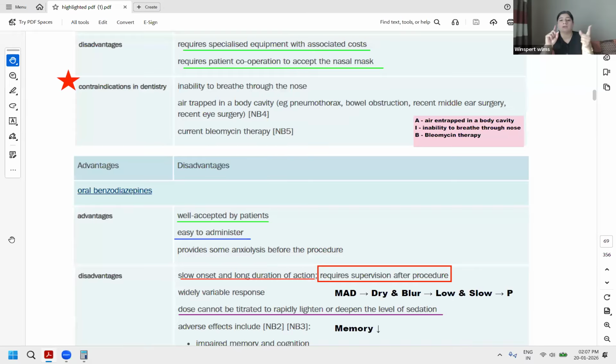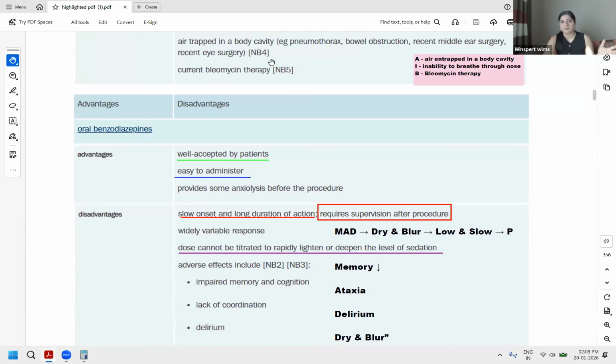Contraindication through and through is if they have a severe cold, they can't breathe through the nose, you can't use it. Any air trapped in the body, pneumothorax, bowel obstruction, recent middle ear surgery, recent eye surgery, or current bleomycin therapy, they are all contraindicated. What happens with the bleomycin therapy? Now, bleomycin is used for cancer treatments, chemotherapy. And in these patients, if you use nitrous, it can lead to severe lung toxicity because of the fibrosis. Okay, so that's why with bleomycin also it is an absolute contraindication. An ongoing bleomycin therapy, not a history of it.